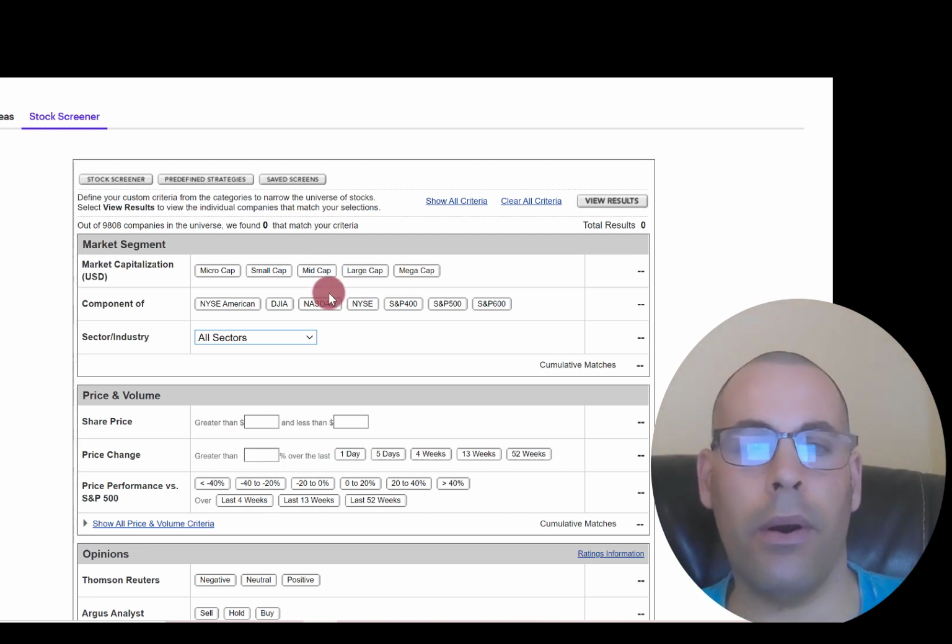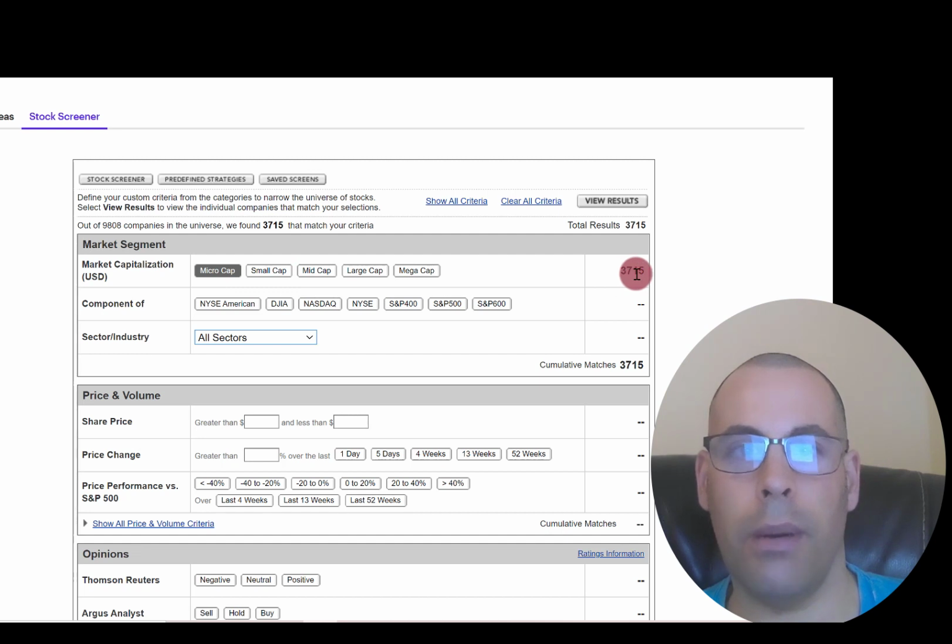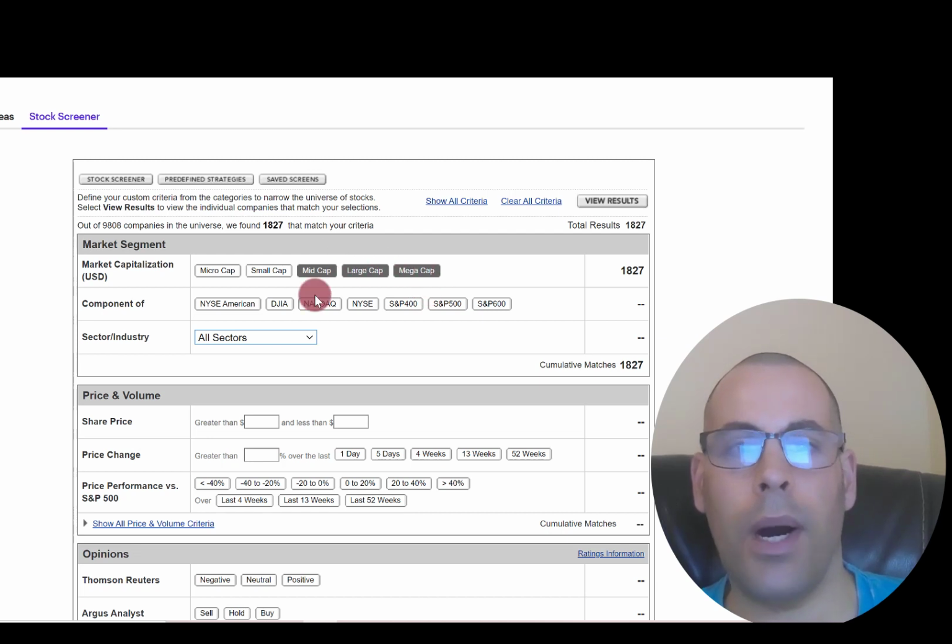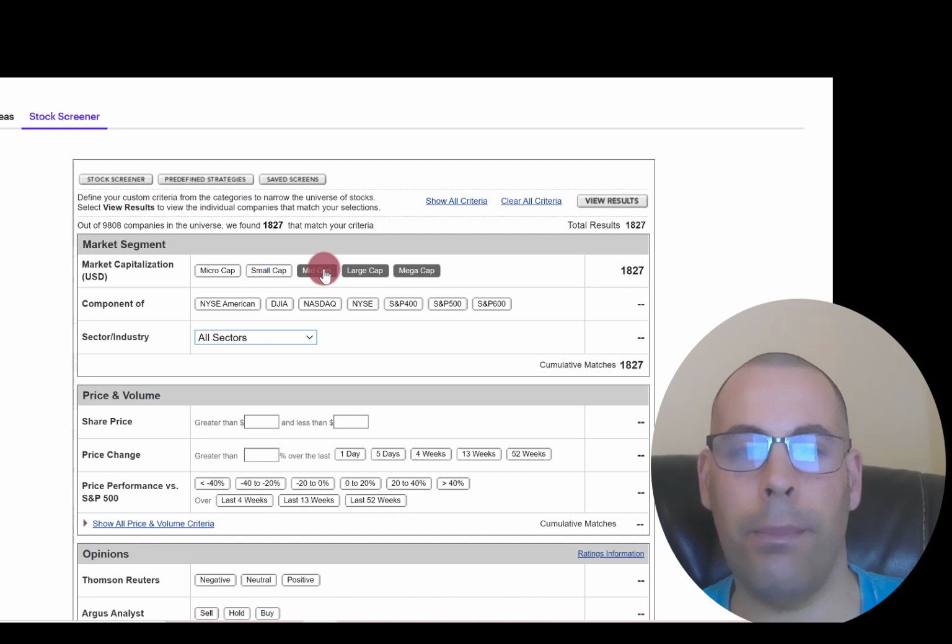The smaller the market cap, the more companies there are, which makes sense. Micro cap, there's 3,700 companies. Small cap, 1,730. Mid cap, 1,048. Large cap, 744. And mega cap, 35. I only invest in mid cap and large cap companies. Once in a while, I'll invest in a small cap or micro cap, but that's just for fun. The bulk of my money is in the larger companies.